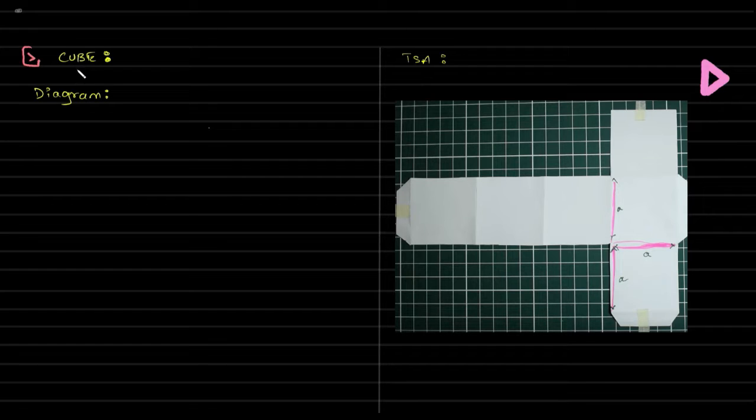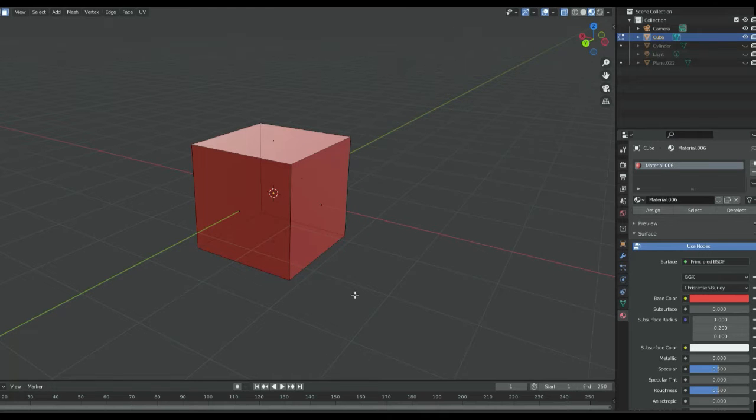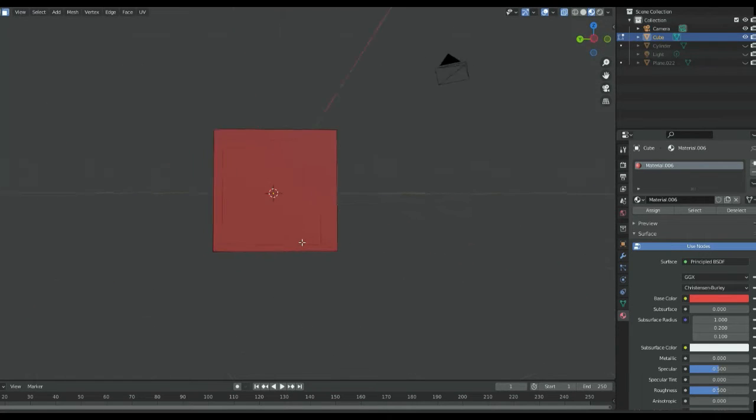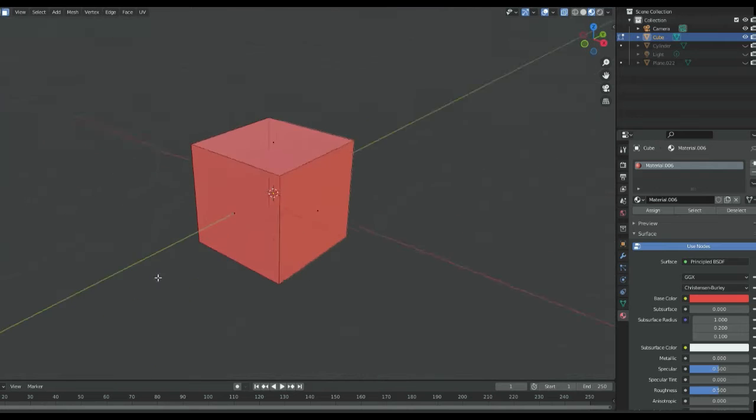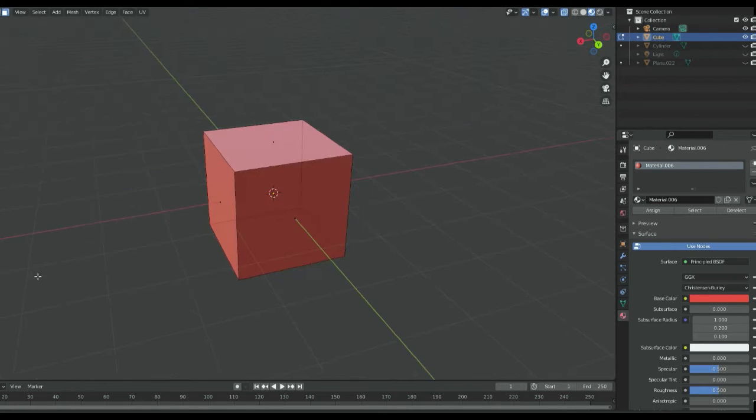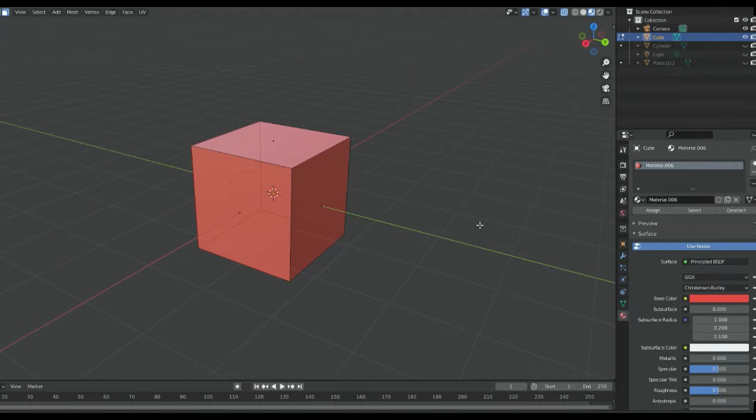Let's look into the formulas that are related to cubes. So first thing is, what is a cube? A cube is nothing but this three-dimensional structure which has all the 6 faces to be equal. So we have 6 faces and all of these are equal.